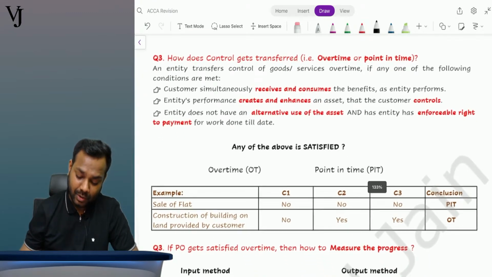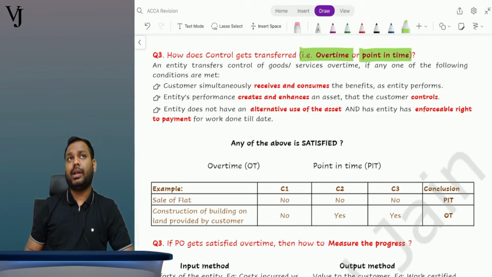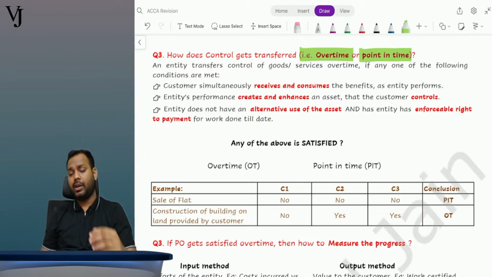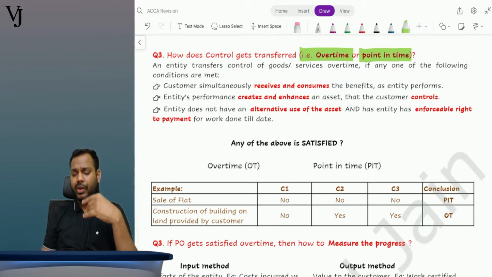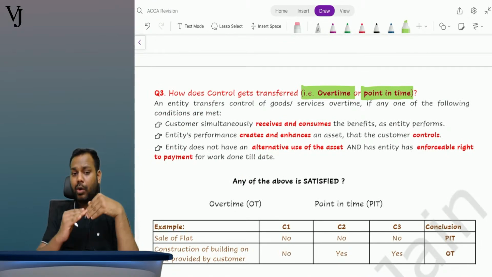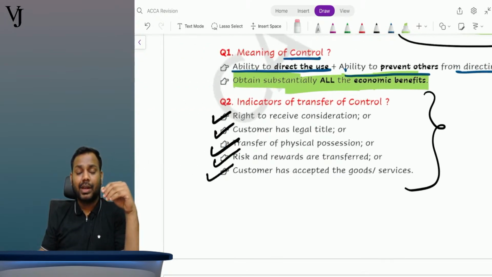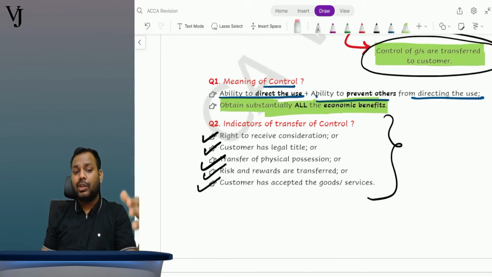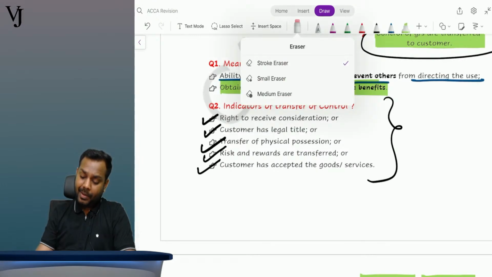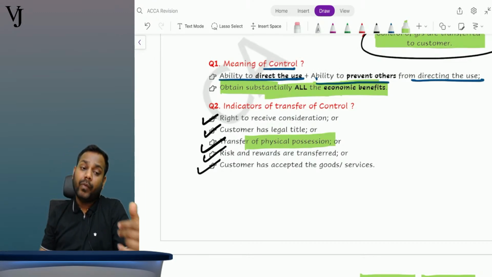Now, how does control get transferred? Over time or at a point in time? By now we know that revenue needs to be recognized when the performance obligation gets satisfied, and that happens when the control gets transferred under the 5 indicators we discussed. The control can get transferred in 2 ways: at a specific point in time or over a period of time. On a case to case basis means these indicators are an illustrative list, not an exhaustive list. So on a specific case to case basis, you have to assess whether the control got transferred. There might be a situation where the physical possession is transferred, but the control is not yet transferred. There might also be a case when the physical possession is not transferred.